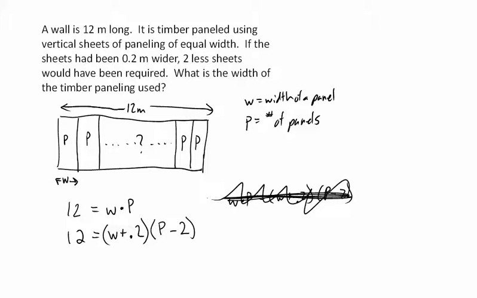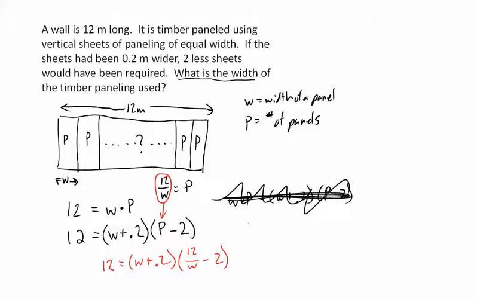All right, and we're going to try substituting for one of the variables, and so I need to solve for either W or P. Now, I actually want in the end to solve for W, so I kind of want to keep W there. So let's solve for P. So I'm going to divide both sides by W, meaning that 12 divided by the width tells us how many panels there are. We're now going to take this and put it in for P. All right, so this equation right here is now going to be rewritten as 12 equals (W plus 0.2) times (12 over W minus 2).